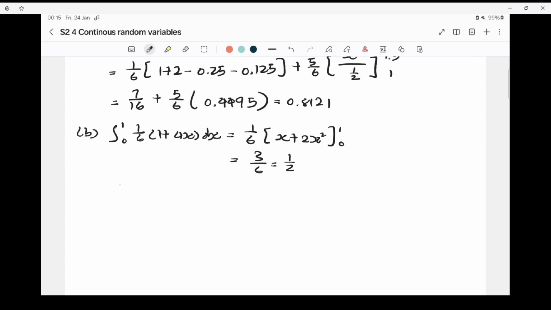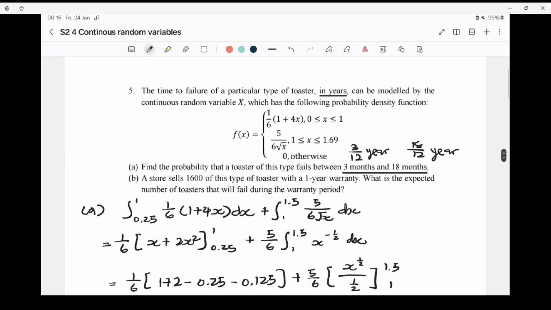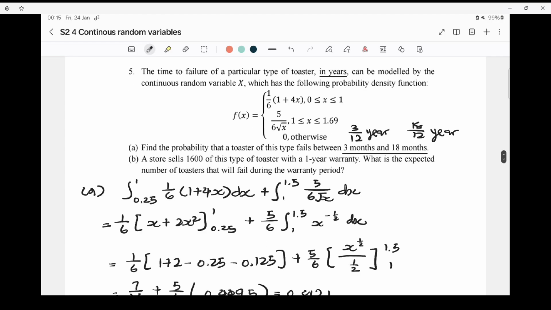So then you want to find how many toasters will fail. You just use 1006 times 1 over 2, which is 800. So that will be your expected value of failures during the warranty period.